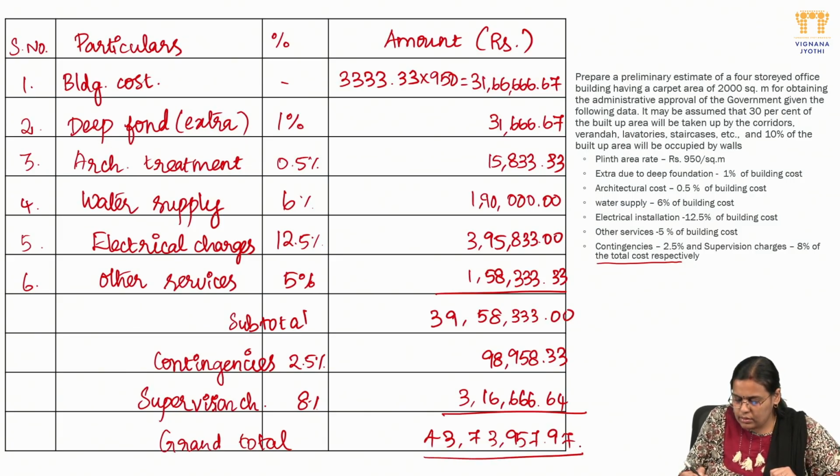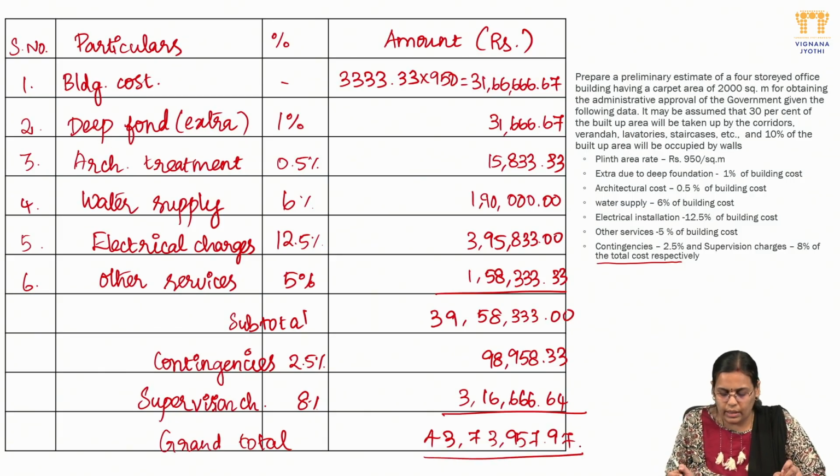So put together your grand total would be somewhere around 43,73,957.97. So you can get a doubt here why we need to calculate each and every particular item separately. Instead, adding all the percentages and multiplying it with the building cost, we can arrive at the subtotal directly. To that subtotal, again we can add the percentages of contingencies and supervision and then multiply it with the subtotal. We can arrive at the grand total simply.